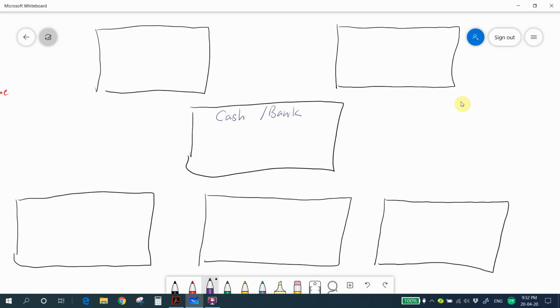We know for every account we have two entries. The first one is debit, we put DR. The second one is credit, we put CR. When I record an entry in the debit side for the cash and bank account, this refers to increase in the cash and bank balances. However, if I record an entry in the credit side of cash and bank account, this refers to decrease.